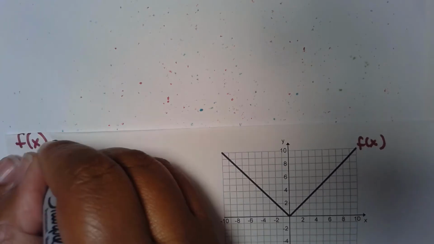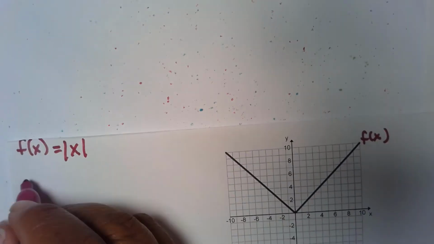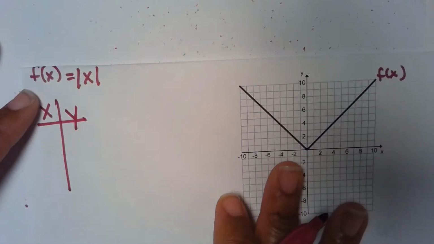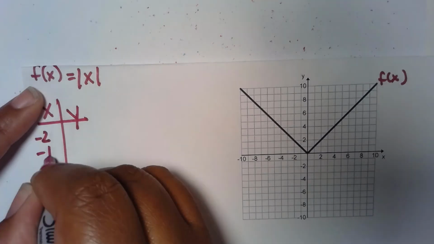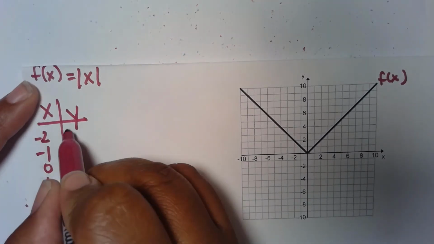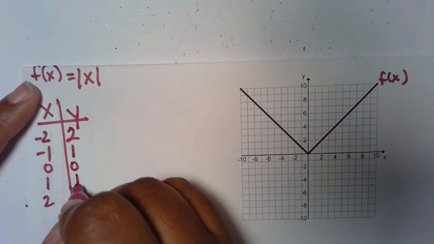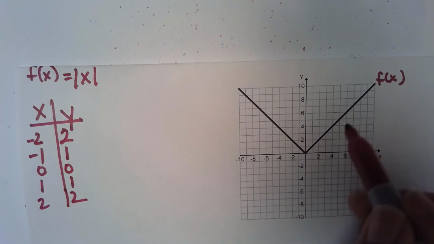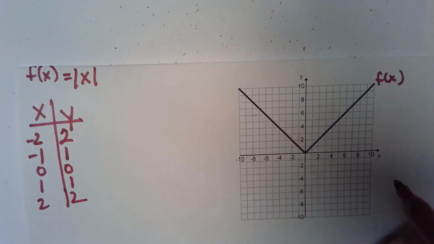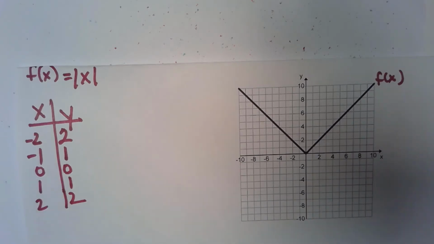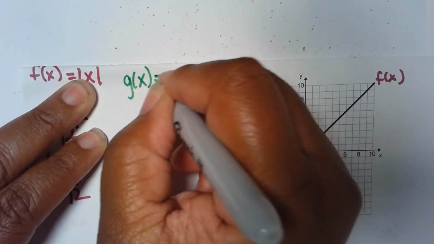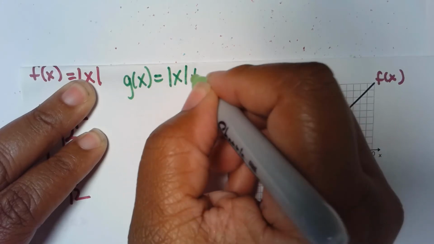All right, the absolute value of x. Here's the xy table. So we're going to get 2, 1, 0, 1, 2. Now, if you notice, these are the points that are on this absolute value, our V-shaped graph. Now it's asking us to graph g of x equals the absolute value of x plus 1.